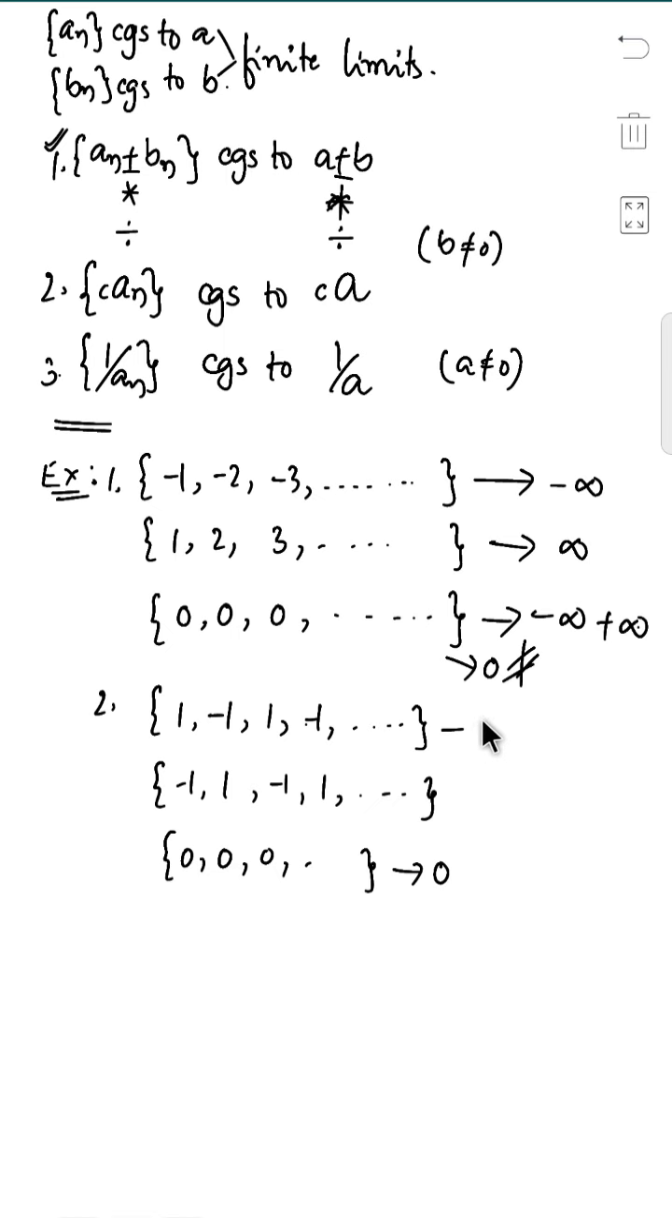This is an oscillatory sequence, and this is also an oscillatory sequence. But the sum is not an oscillatory sequence, and it converges to 0. So you cannot generalize that the sum of two oscillatory sequences is oscillatory. I am giving the examples because you must know that the sum of two oscillatory sequences need not be oscillatory.